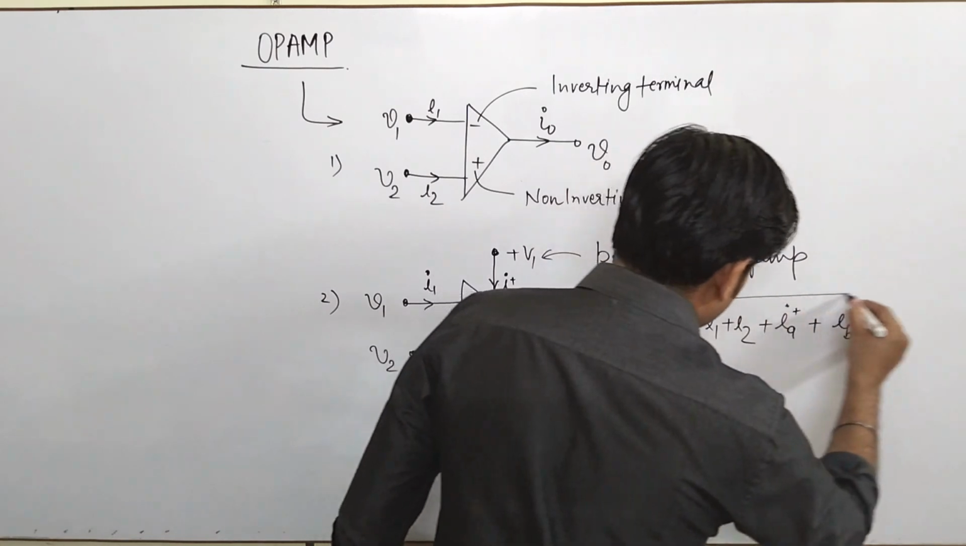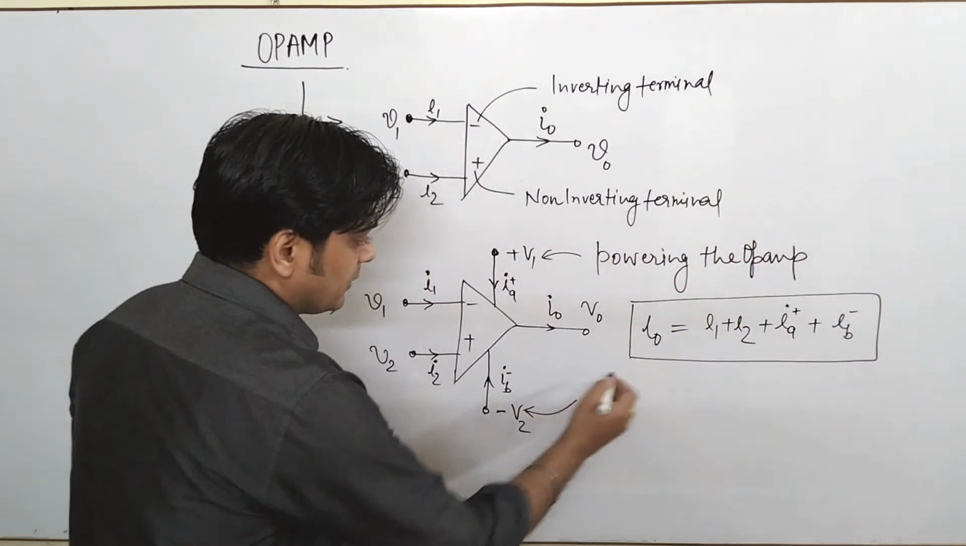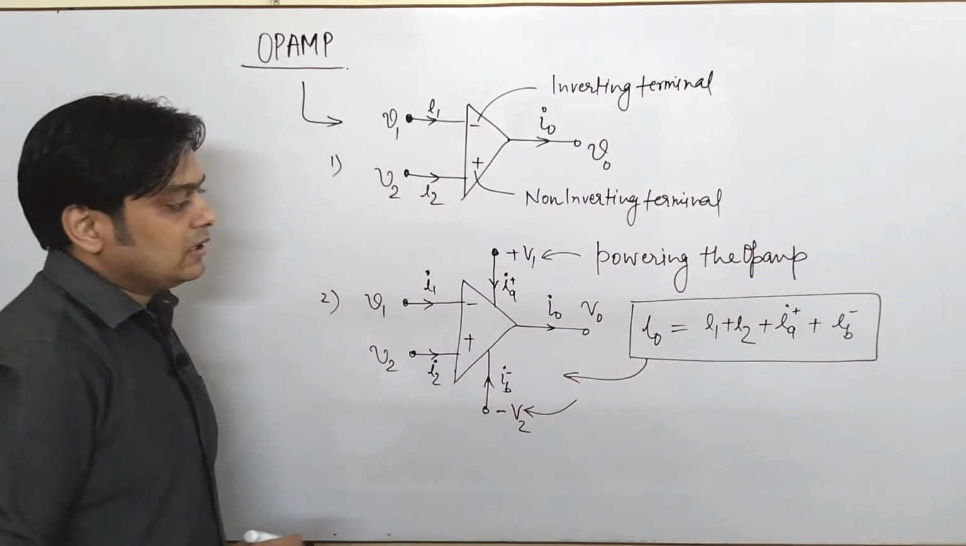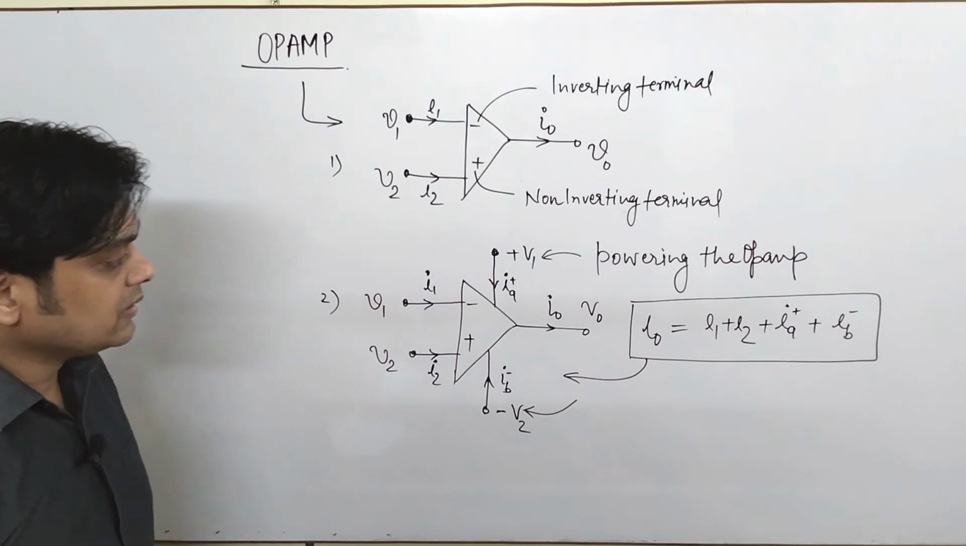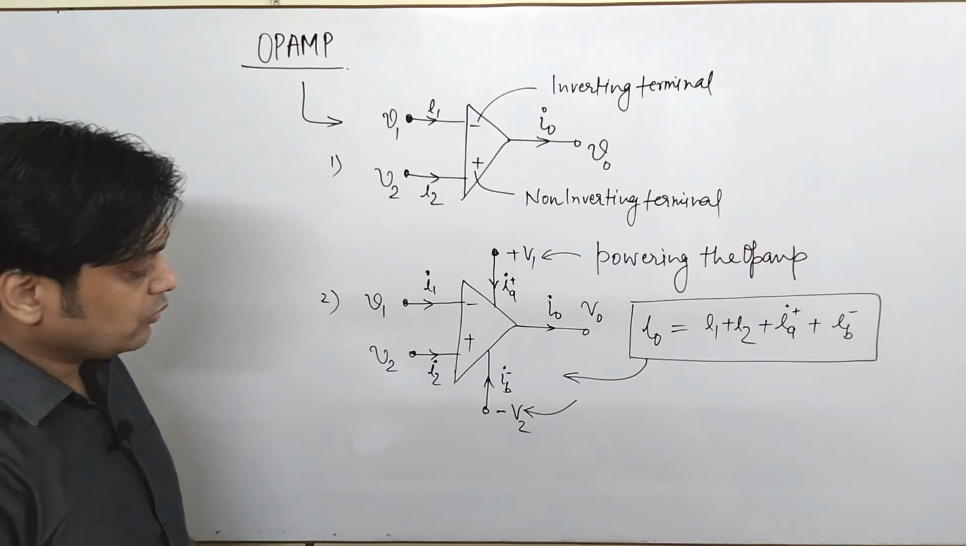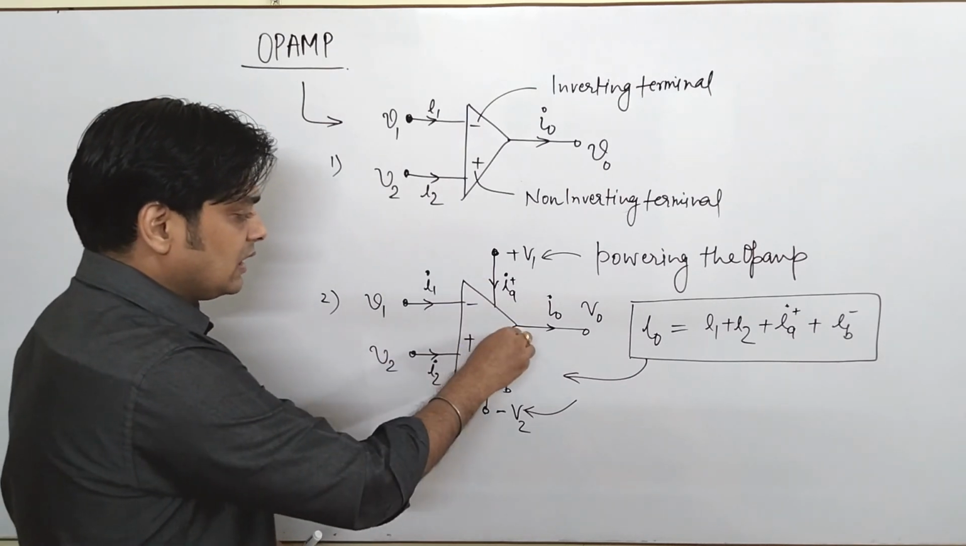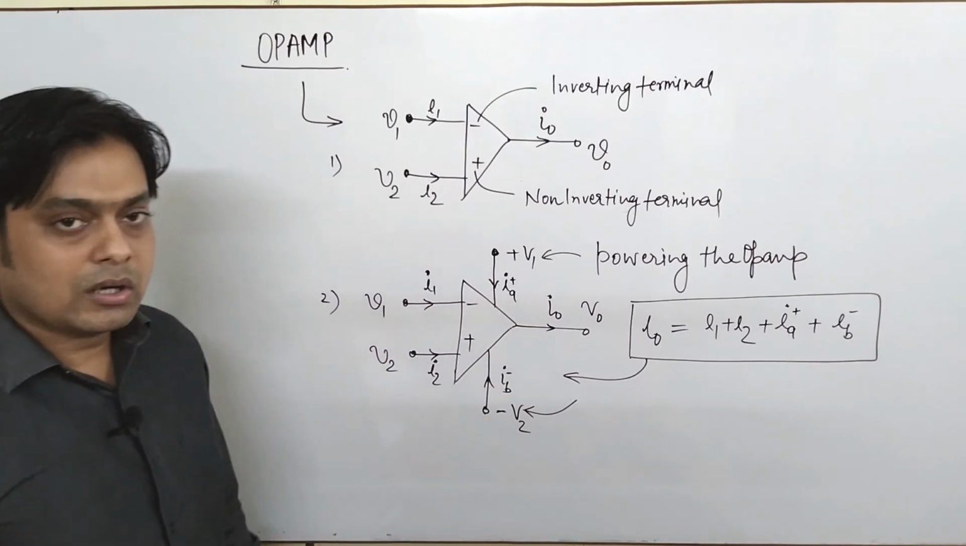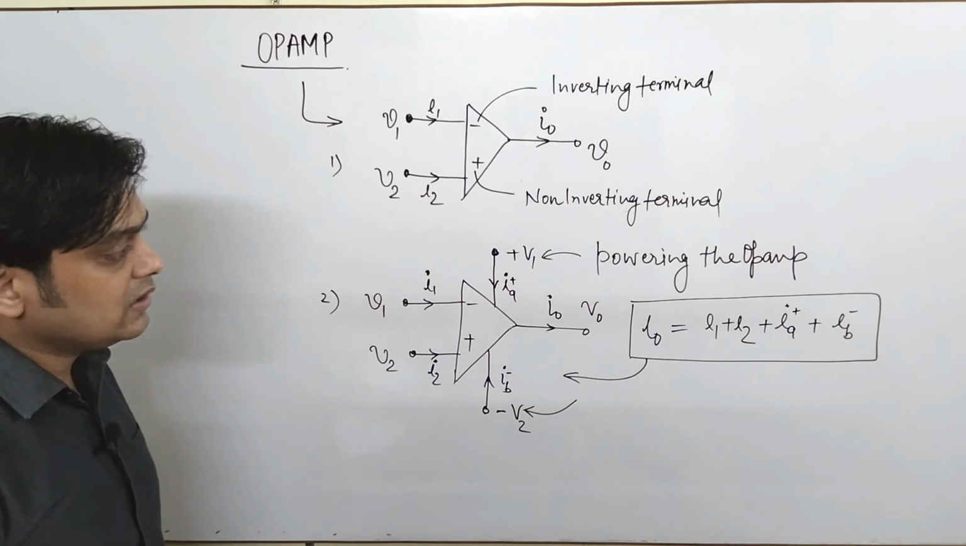So should I write the KCL equation for this OPAMP? Yes, the value of I0 is what? It is I1 plus I2 plus IA plus and IB minus. Okay, so whatever the current coming at this node is equal to the current going out from this node. So this is I naught.